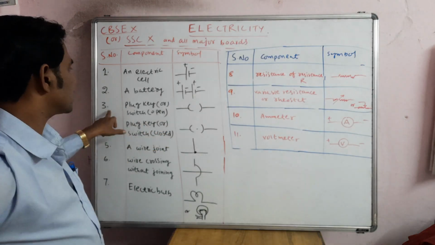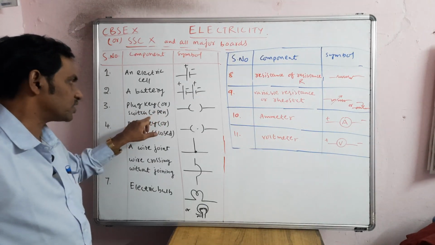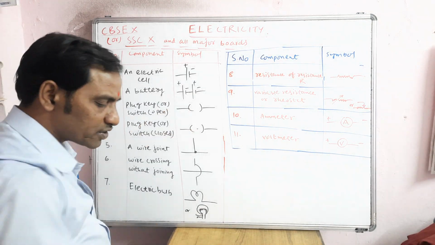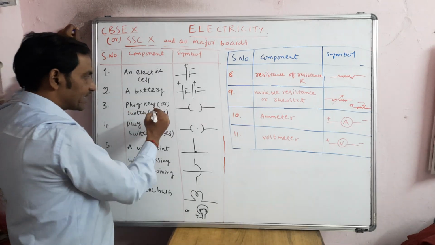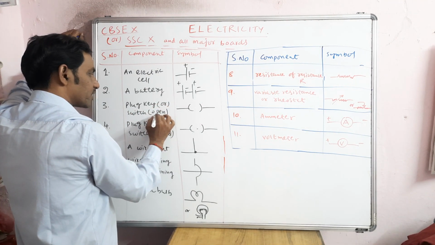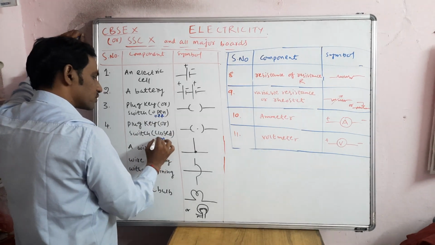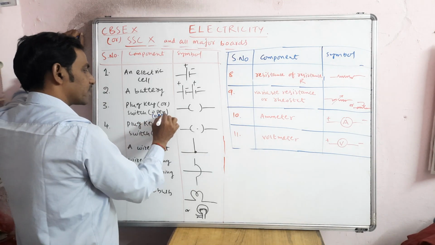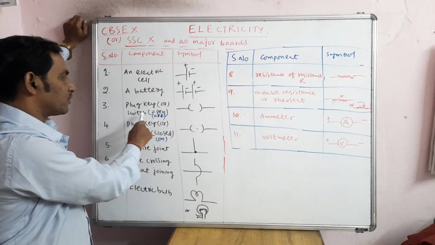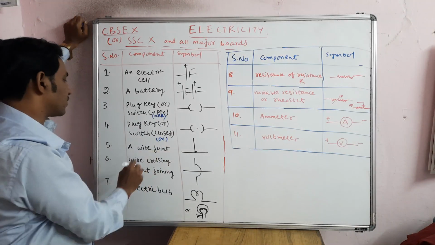Now coming to the next, plug key or tap key, or switch. If no dot is there in the middle, that is open, which means it is in the off position. This indicates the off position, OFF. If it is closed, then it indicates the on position, ON. So no dot means off position, that is, switch open; when the dot is there, the switch is closed, which is the on position.